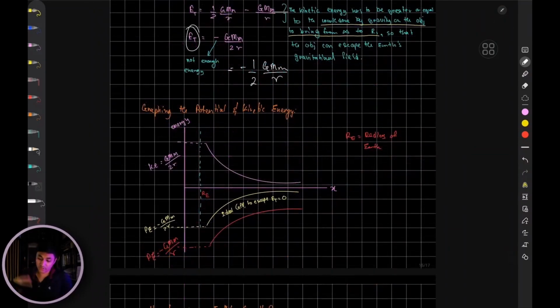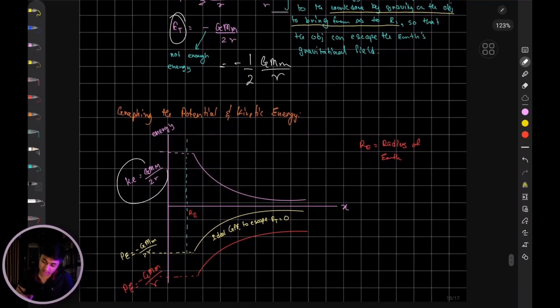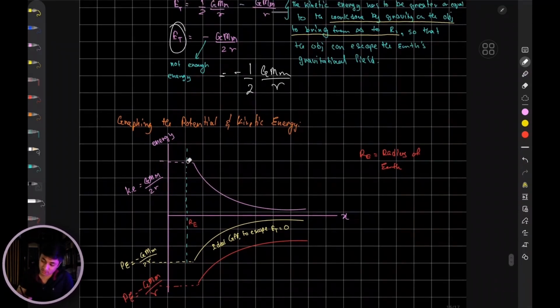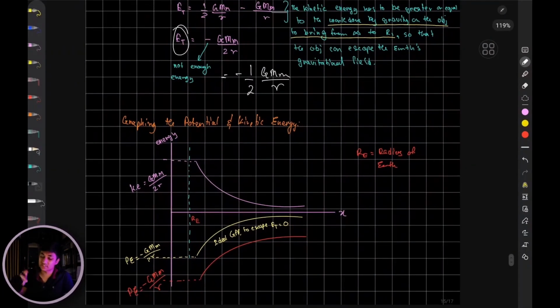Fair enough. So now, if I plot the energy on the y-axis and the distance on the x-axis for the kinetic energy, notice it is positive. It is on the positive axis and it decreases with increasing distance, because the gravitational field strength would decrease.